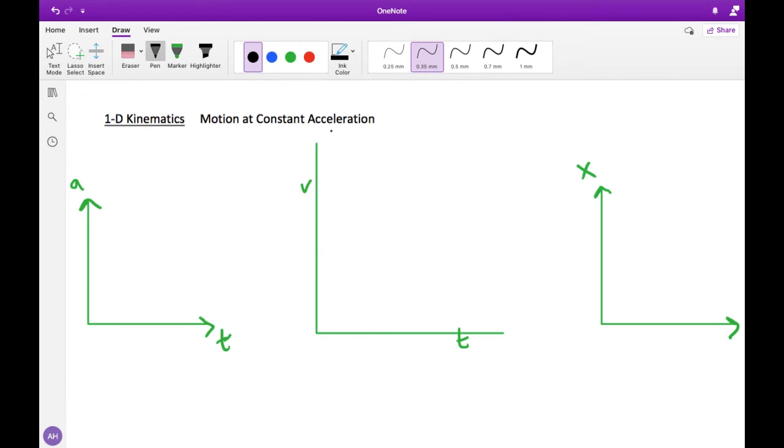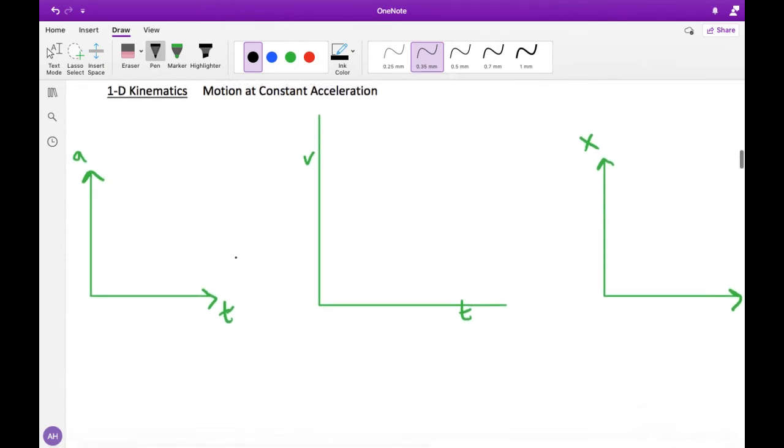Whenever you approach a word problem, they'll most likely give you the acceleration so you'll know whether it's constant or not. There are cases where the acceleration may not be constant, and we handle those slightly differently. But first, let's analyze this constant acceleration.